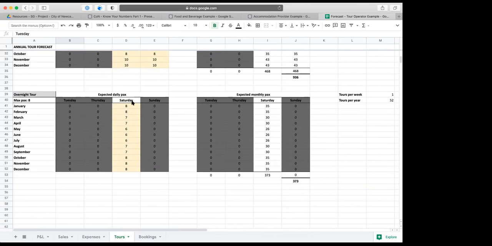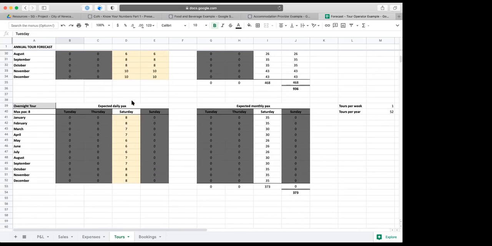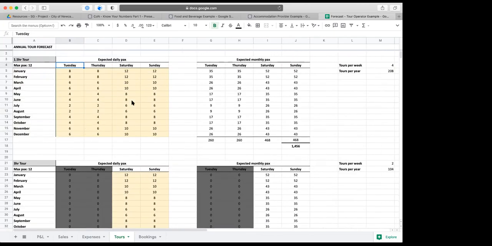In the yellow cells, we have modeled each packs for each operating day across each month. And then we have also modeled peak seasons over the summer months and the shoulder period going through the winter months. Based on this model, the spreadsheet then calculates the expected packs over each month and then over an entire year, which are these totals.